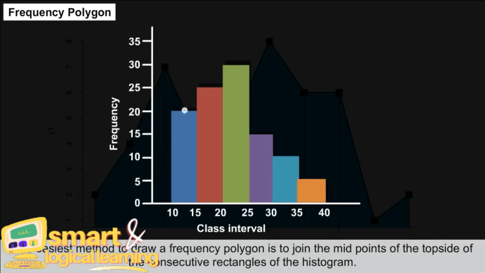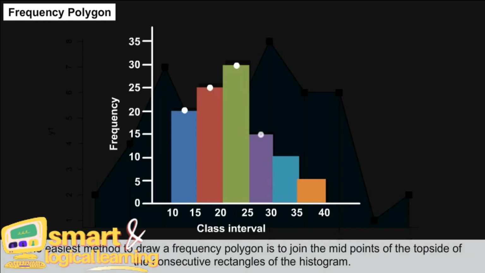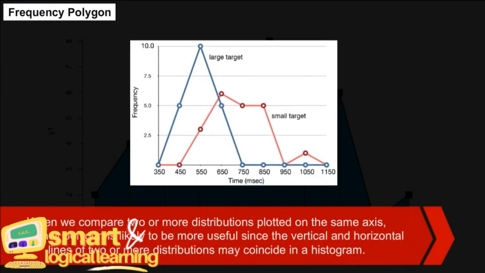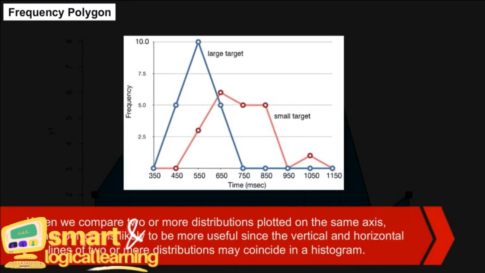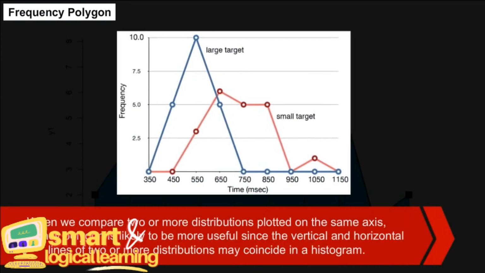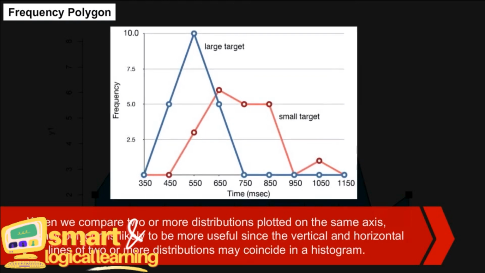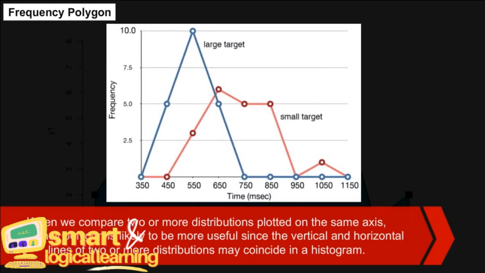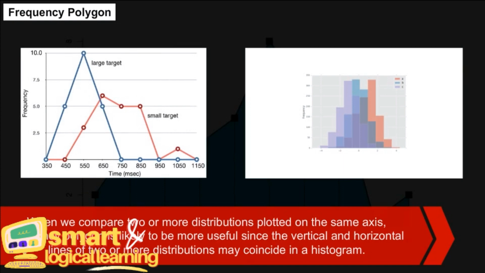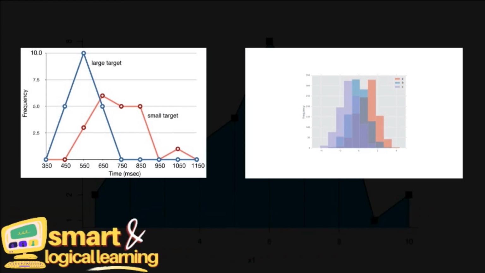The easiest method to draw a frequency polygon is to join the midpoints of the top side of the consecutive rectangles of the histogram. When we compare two or more distributions plotted on the same axis, a frequency polygon is likely to be more useful since the vertical and horizontal lines of two or more distributions may coincide in a histogram.